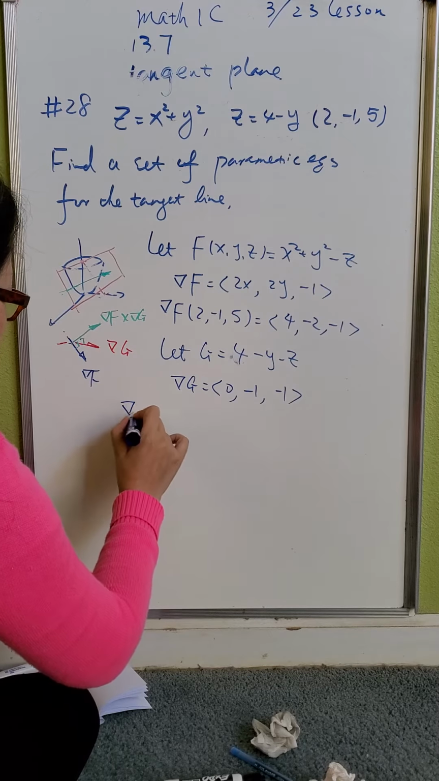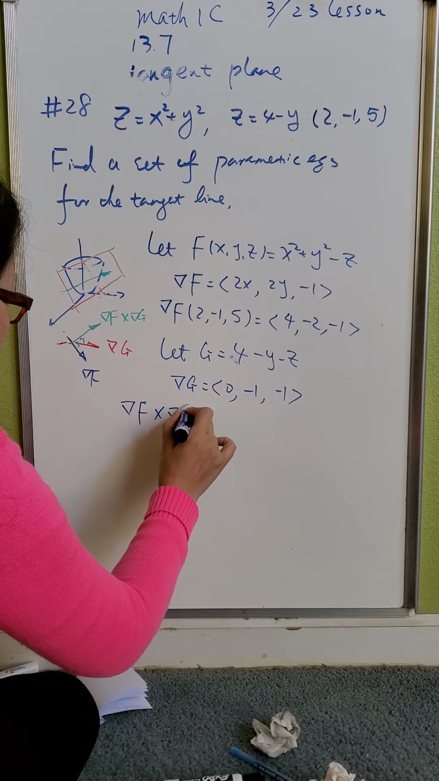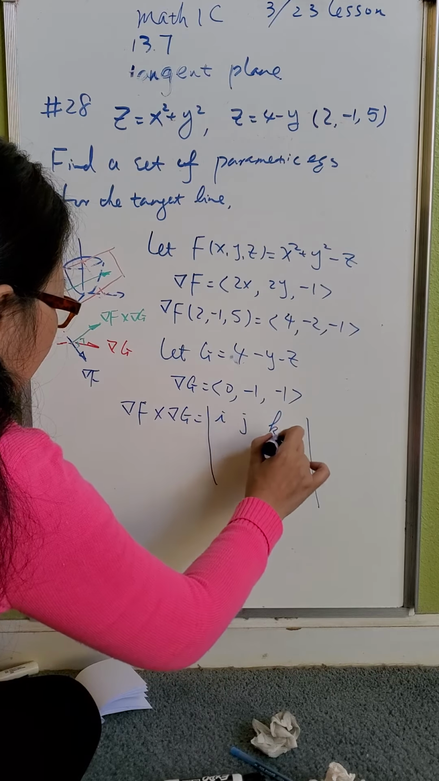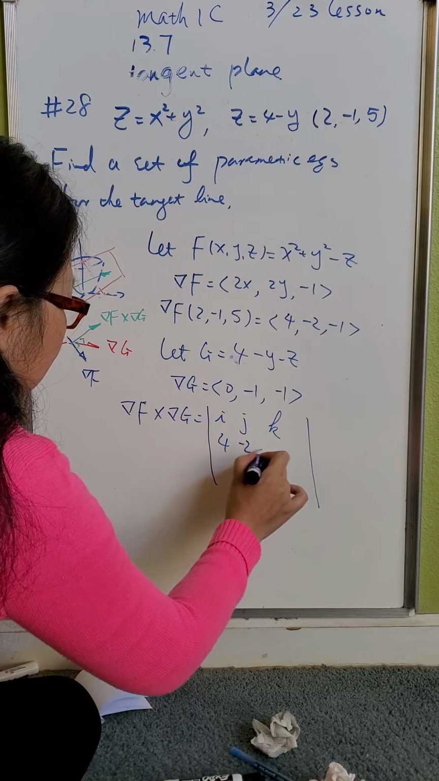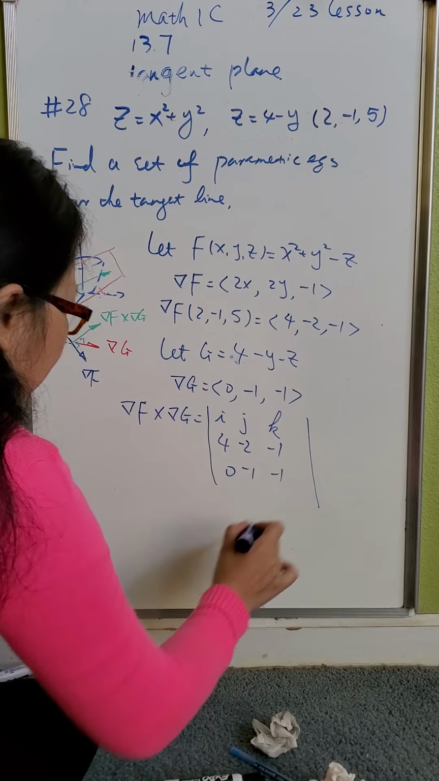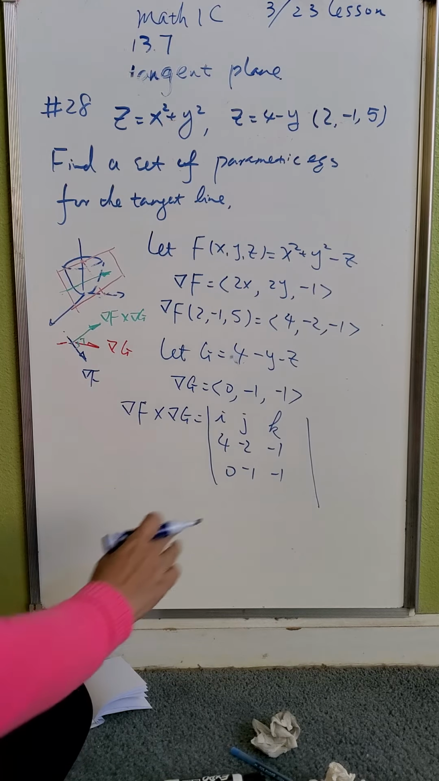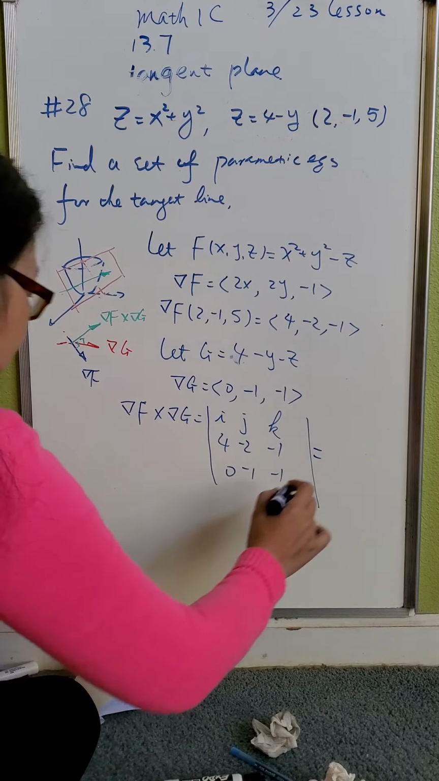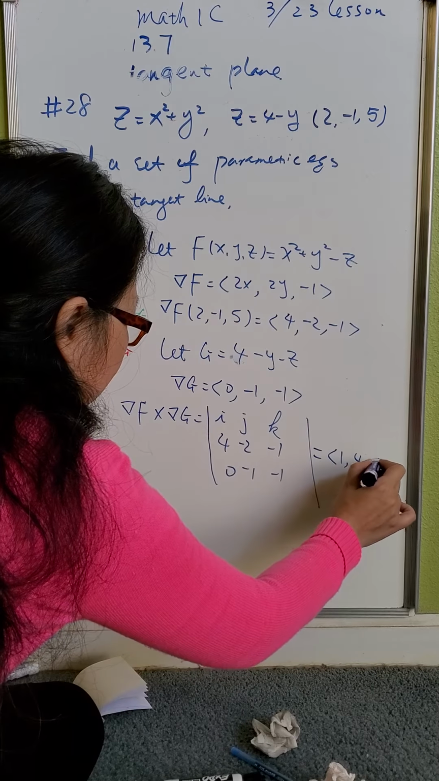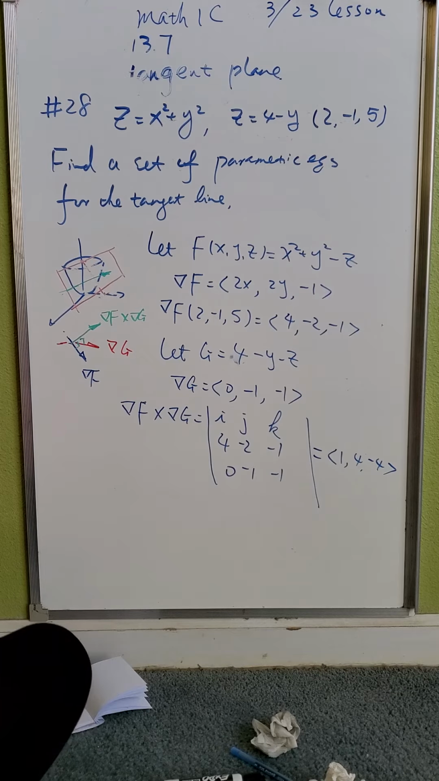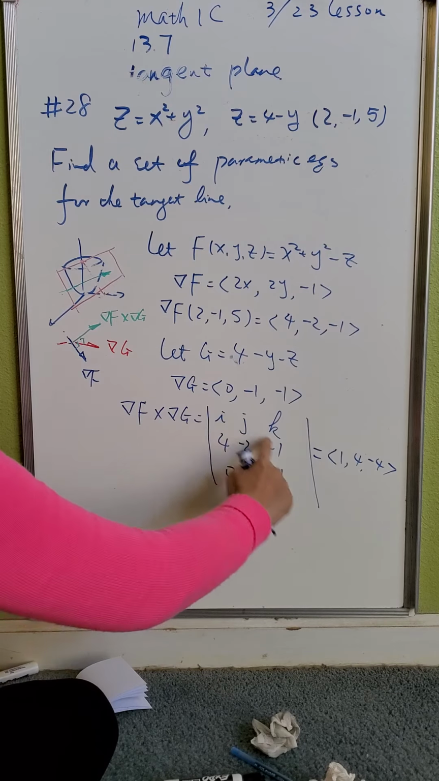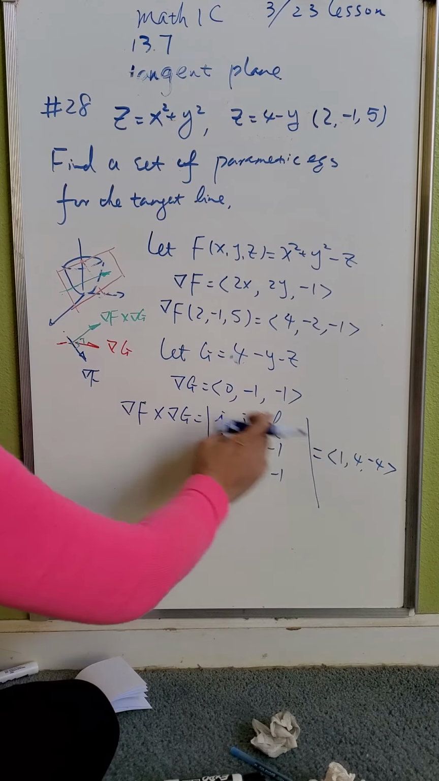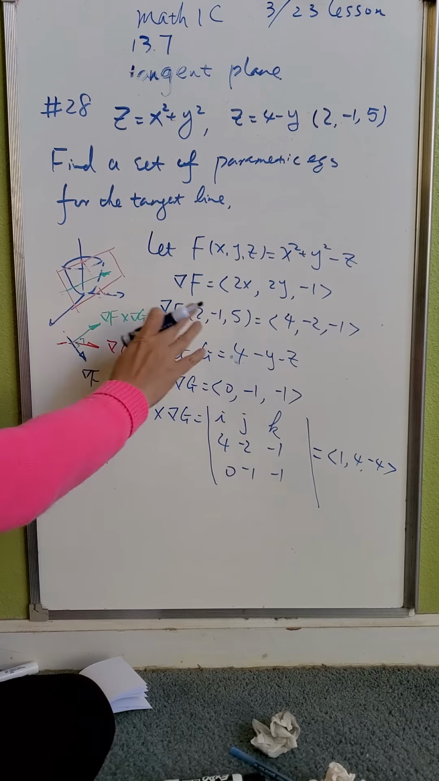So del f cross del g. I'm going to set up i, j, k, 4, -2, -1, 0, -1, -1. To save time, I'm going to tell you this is equal to (1, 4, -4). You can check it on your own, just like how we did with the finger. Once you get the cross product, this will be the direction vector for the tangent line.